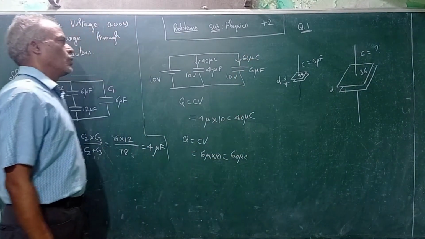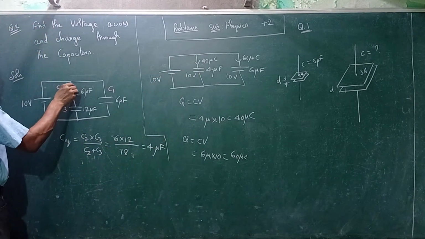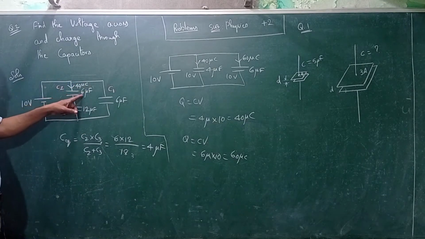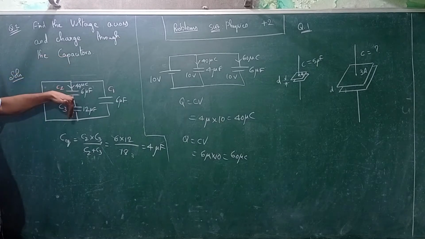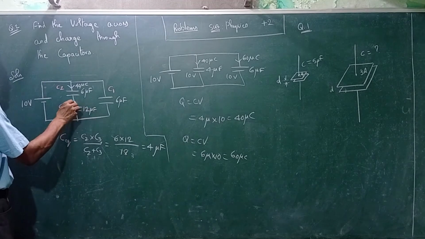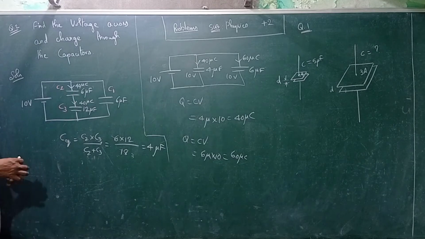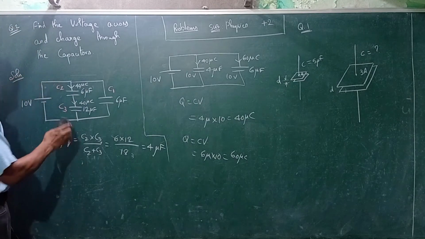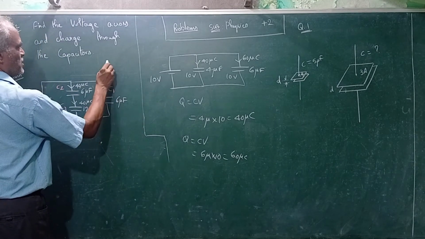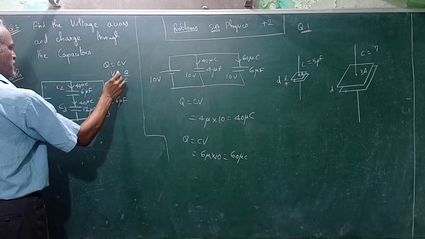Okay. Now the 40 microcoulomb is flowing here. So this 6 microfarad capacitor will see a charge of 40 microcoulomb. The same charge will flow here also, so this 12 microfarad also will see 40 microcoulomb. Now we want the voltage across this capacitor. For that we make use of the formula Q is equal to CV. Therefore if you want V, it is Q by C.